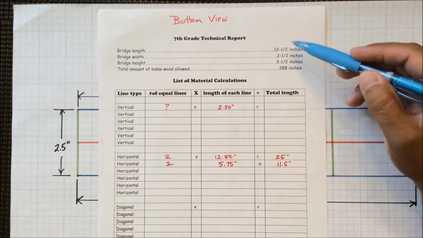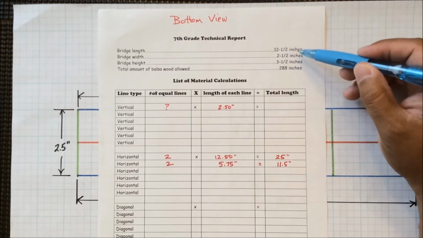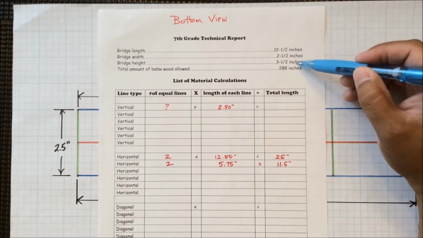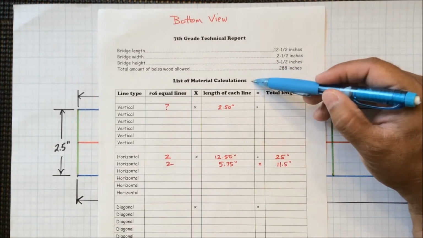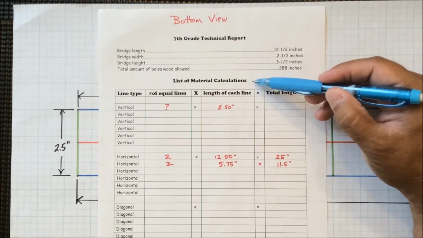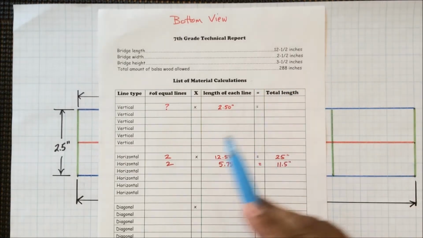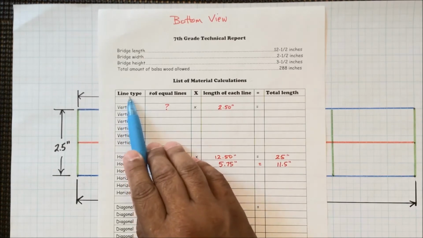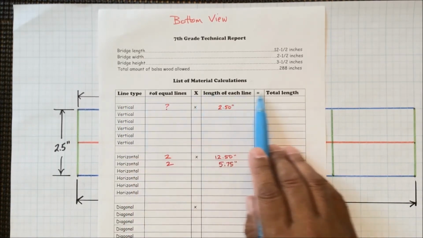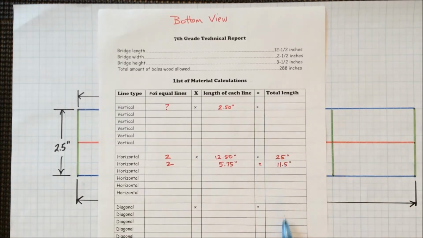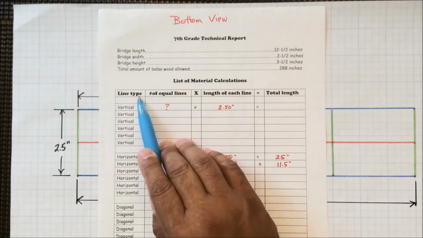The only difference between a 6th and a 7th grade bridge would be the size requirements and the amount of wood. But right now I would like to just show you how to fill out the list of material calculations so you understand how to measure your bridge as accurately as possible. So the first rule is we're going to start from the column on the far left, and we're going to work our way all the way over to the total length column on the far right to get your measurements calculated. So first we'll start with the column headings.